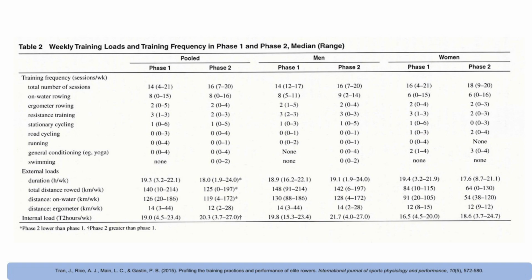The other factors that require consideration are the athlete's level of experience and his or her individual characteristics. For example, Tran and colleagues analysed the training practices of elite Australian rowers leading up to the 2012 Olympic Games. They documented external load by measuring training frequency, duration, and total distance rowed on the water and by using ergometers. Other forms of training, including resistance training and cycling, were also documented. Internal load was measured using an adaptation of the training impulse method.